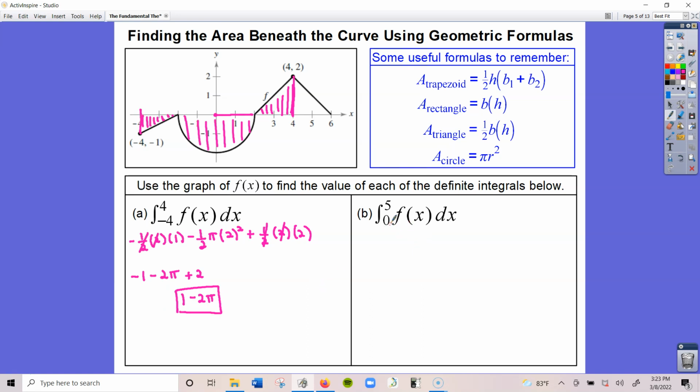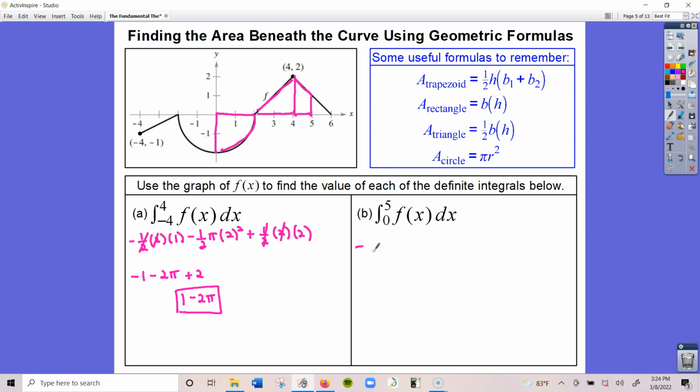Now let's try this again, but now we're evaluating from 0 to 5. So I'm just going to erase this here just so that we can see our new area. From 0 to 5 is from here, this is 0, and then 5 over here. So we've got to see what shapes we have. Here we have a quarter circle, then we have this triangle, and then we have a trapezoid. So let's go ahead and start working on adding up these areas. This quarter circle is below, so minus.